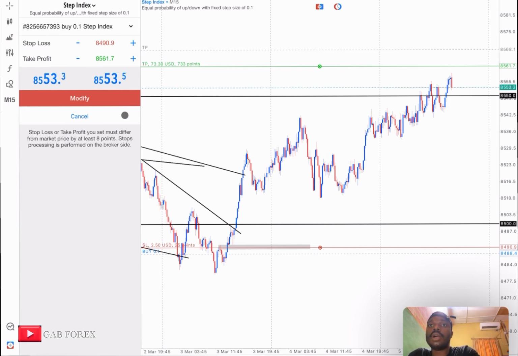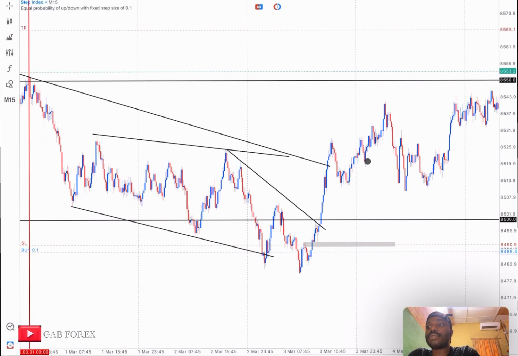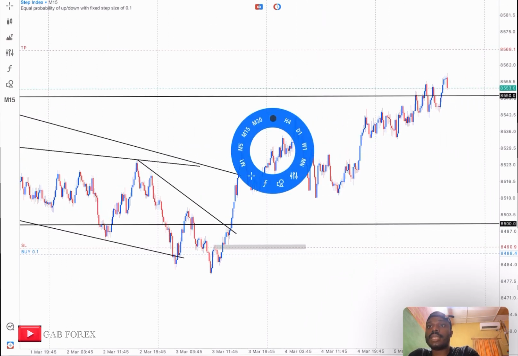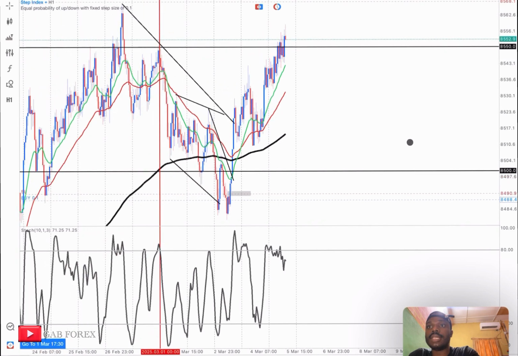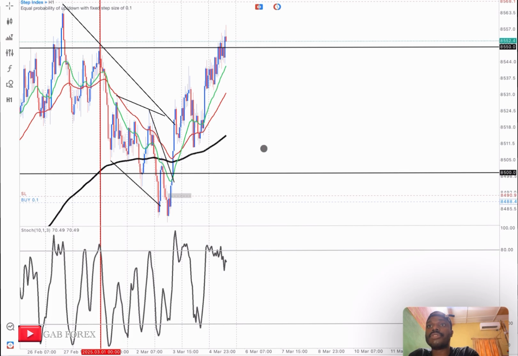Okay, so let's cancel this. I'll have to analyze and show you how I was able to catch this trade, the reason why I entered this trade. So guys, before I analyze, I usually analyze on my MetaTrader 5 and also on the Deriv TradingView platform. I will show you how I was able to catch this trade.